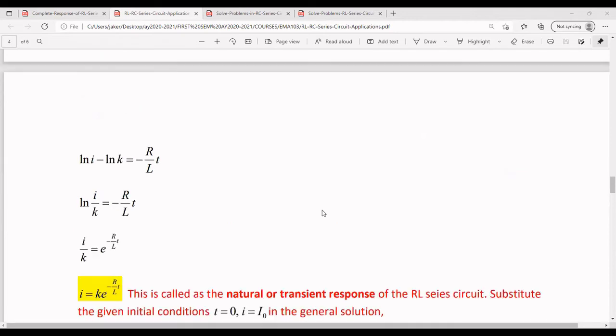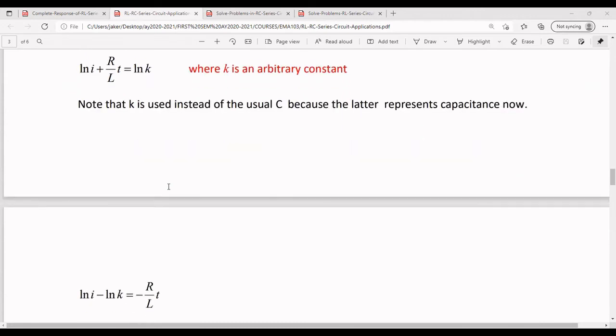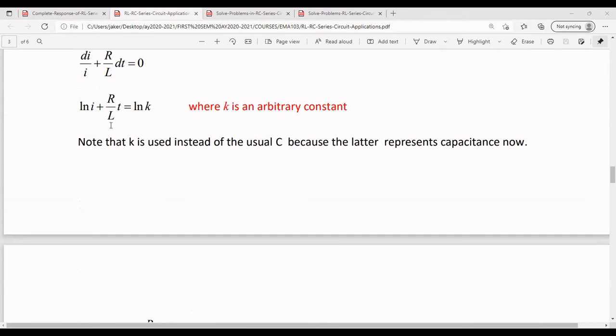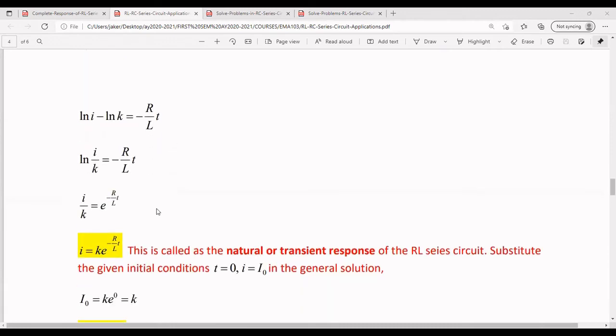So we go down. So this is our ln I plus R over L times t equal to ln K. Your ln K was transferred on the left and this one was transferred on the right, resulting to this expression. And then further, you have combined the I and the K in one ln expression using the property of the ln that whenever you subtract, that would be the same as the arguments of the ln's being divided. So you have now I over K and you have this one.